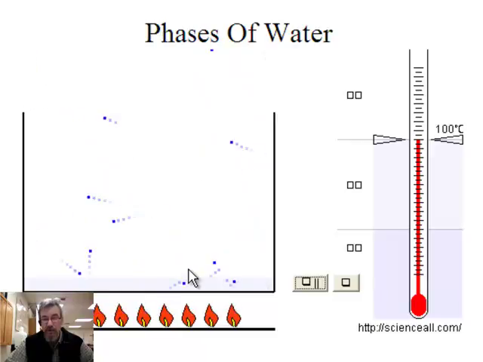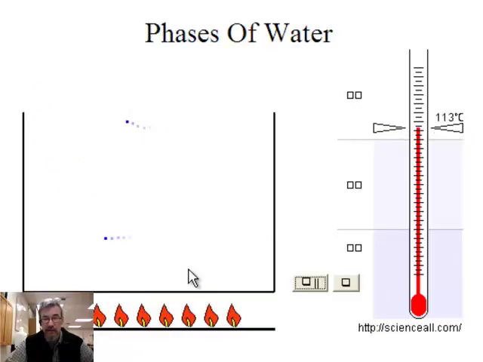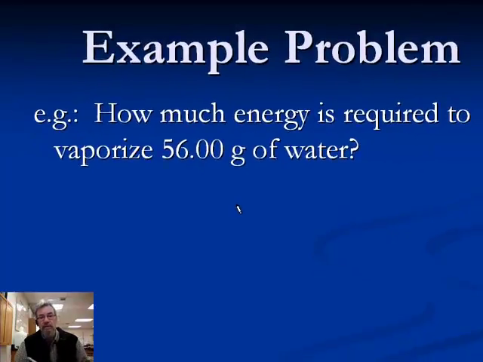Once the water's all boiled, you can see that the temperature will begin to rise again. And the temperature of the steam can get higher and higher, and they can move faster. And so they're all going to vibrate to the point where they just get right out of the container. Well, we could do an example problem related to this by asking ourselves how much energy would be required to vaporize 56 grams of water.